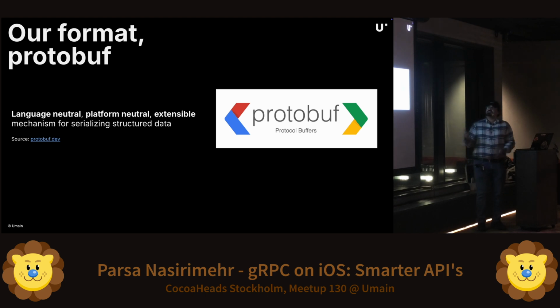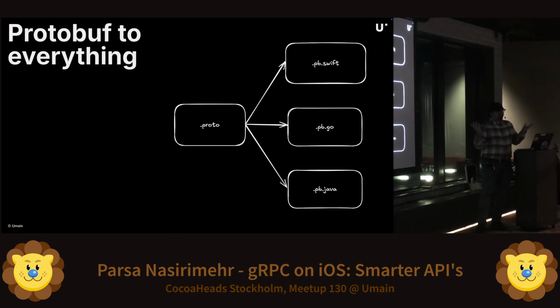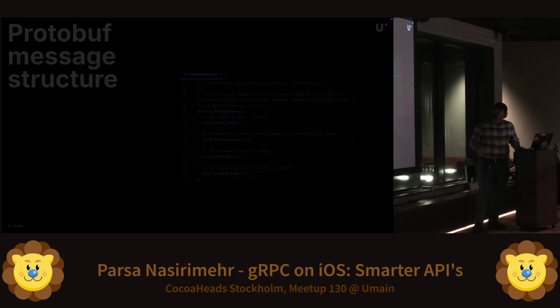Let's start with the format. This is Protobuf. According to their documentation, sorry for blinding all of you with the very, very bright picture, it's a language neutral, platform neutral, and extensible mechanism for serializing structured data. What all of that means is you can have your protofile definition, and then for each language that you want, you can compile those definitions into it. So if I have a protofile, I can get a .pb.swift, a .pb.go, and of course Java, and a whole bunch of other languages as well.